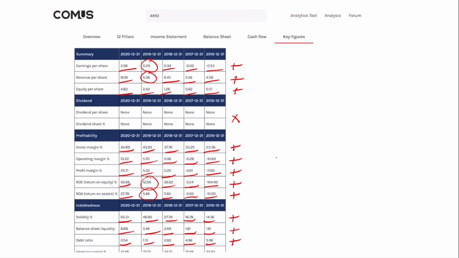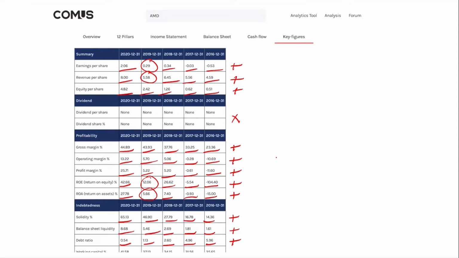I like it. Not a huge number, but the overall trend is positive. So guys, we have gone through the income statement, the balance sheet, the key figures. Now over to the cash flow we've gone through, but now over to our key features, which is the pillars. And basically what the pillar does is that it gives you a simplified, holistic overview of the company's performance.